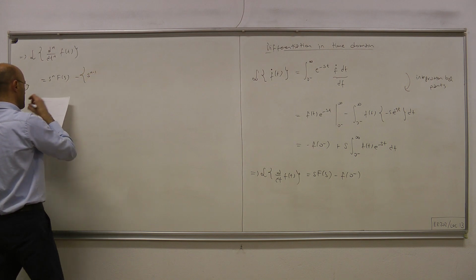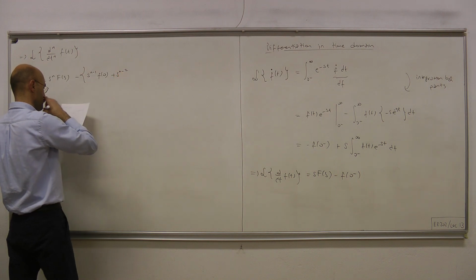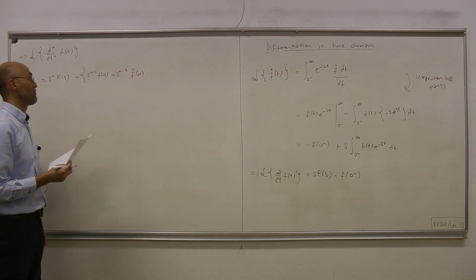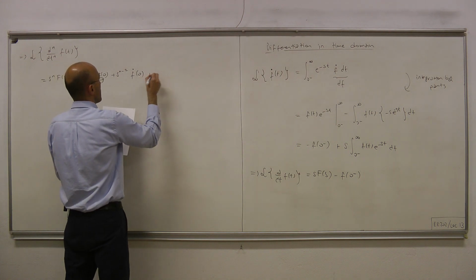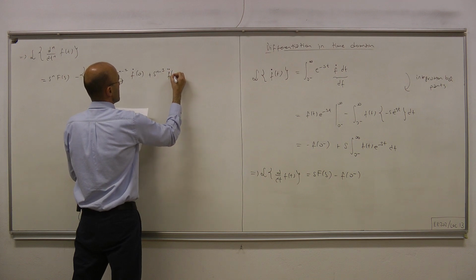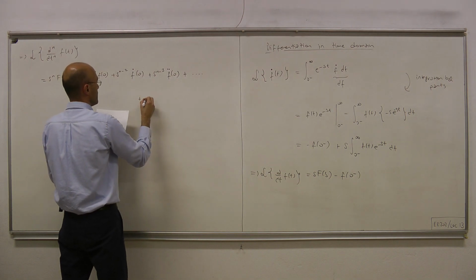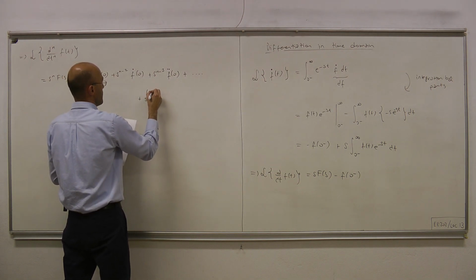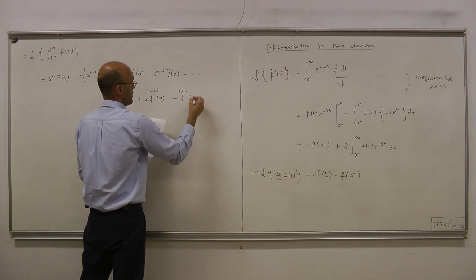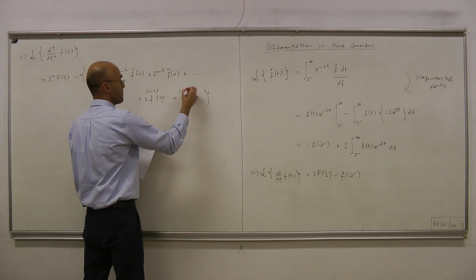s raised to the power n minus 1 f of 0 plus s raised to the power n minus 2 times the initial value of the derivative of f. Then s to the n minus 3 f double dot 0, and so on, plus s times the n minus second derivative, and finally plus the n minus first derivative of f there at time 0.